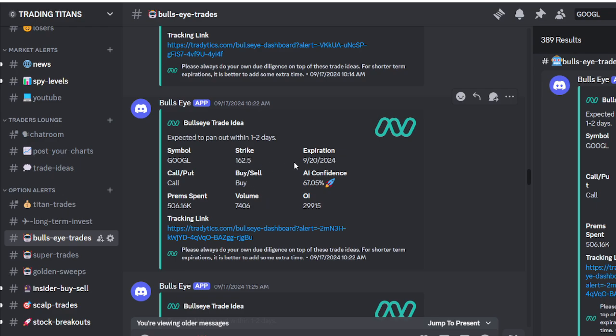So 162.5 expiration September 20th, you have a call buy, and then you have the AI confidence of 67%. Your premium is 506K, and your volume and open interest is okay. But it is what it is. You're not going to have perfect volume and open interest, but given everything else is falling in line, and if everything isn't falling in line, that's another reason why you want to look at your charts and see if Google pretty much is falling in line with what the AI bot is saying.